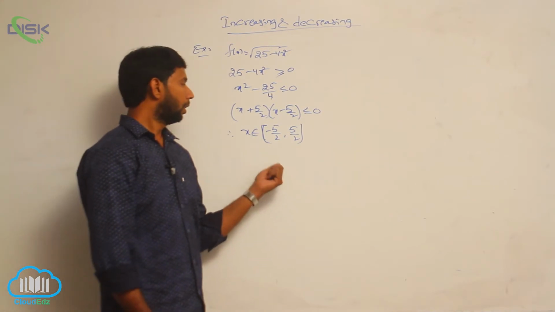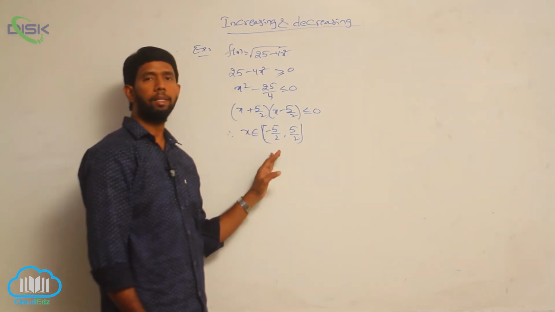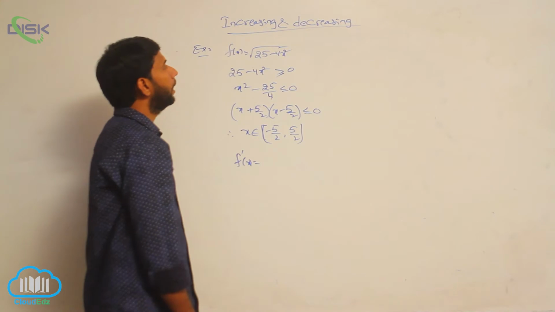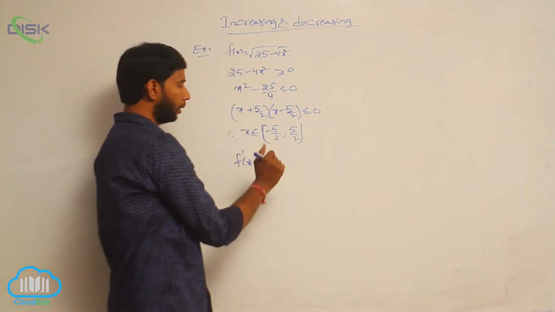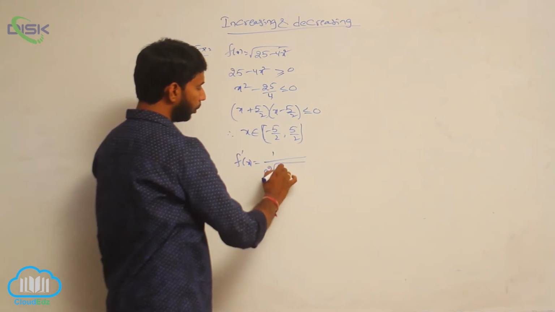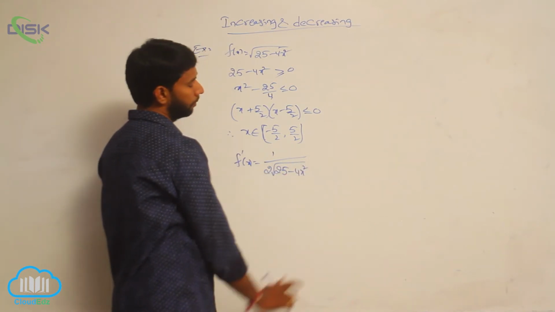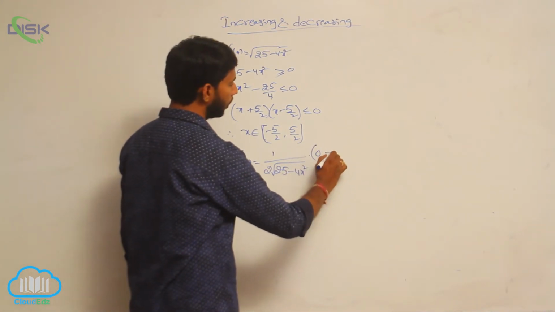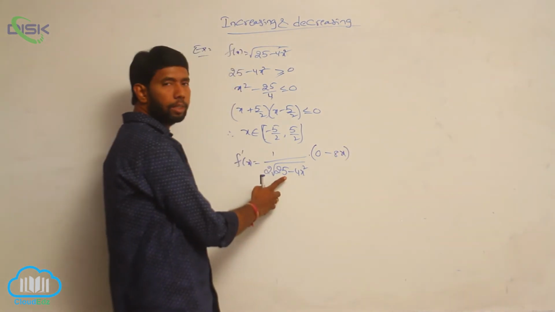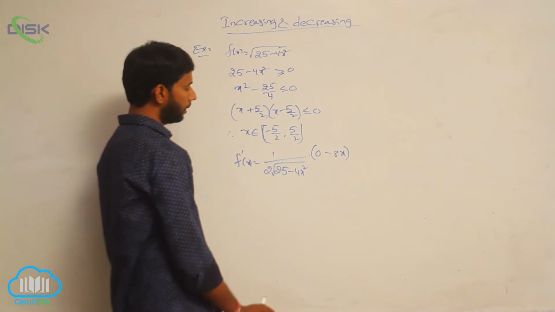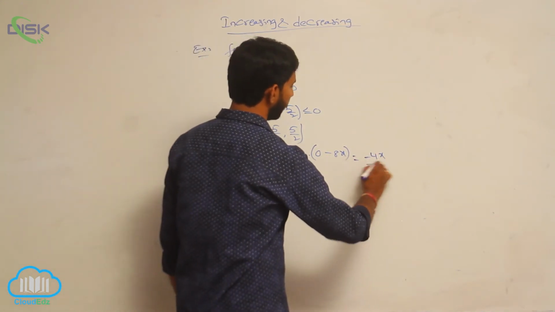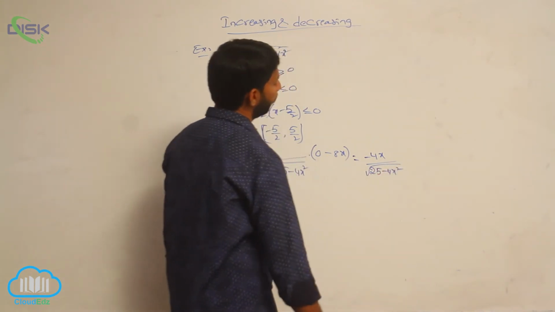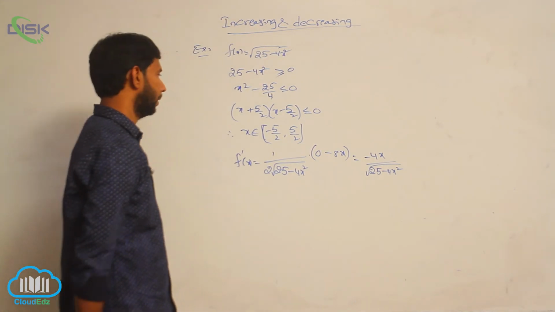In this interval, for what values of x is it increasing and for what values of x is it decreasing. The next step, f dash x. The given function is of the form root x. Derivative of root x is 1 by 2 root x, so 1 by 2 root of 25 minus 4x square, and its inner derivative is 0 minus 8x. Here 25 is a constant, and minus 4x square has derivative minus 8x, that is equal to minus 4x by square root of 25 minus 4x square.